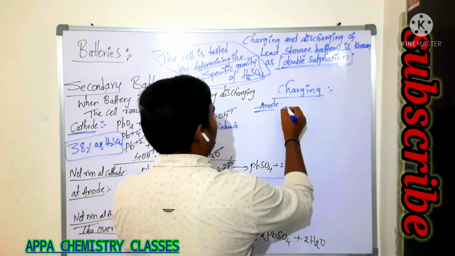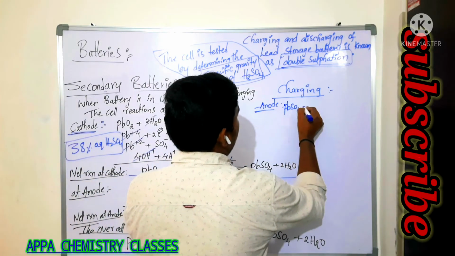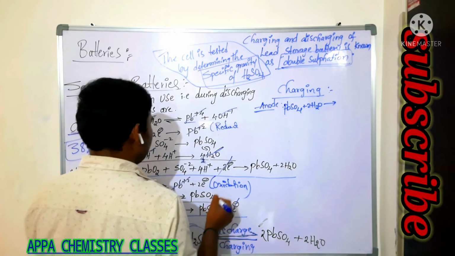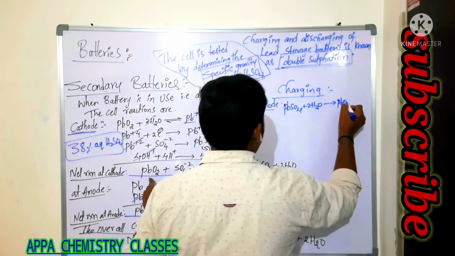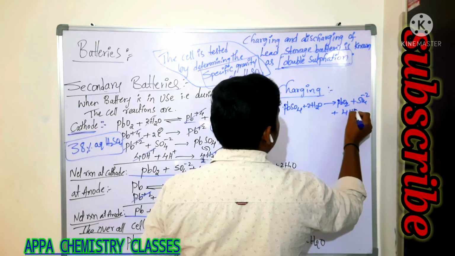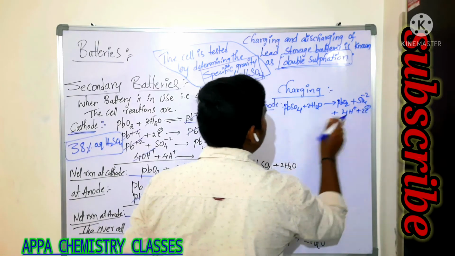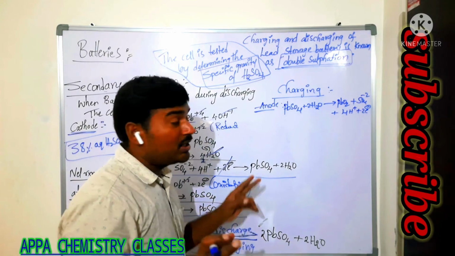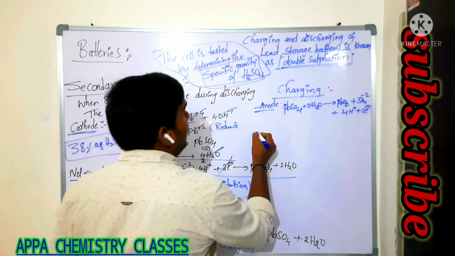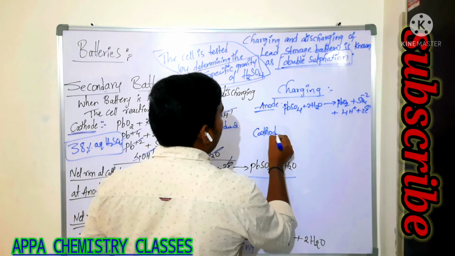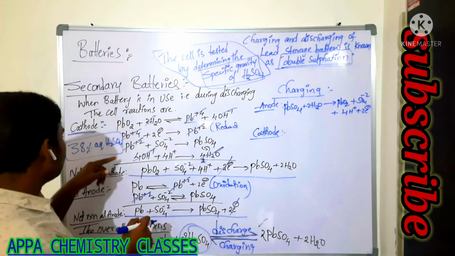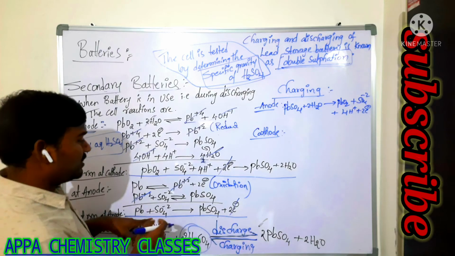So at the anode, the net reaction is reversed: PbSO4 plus 2 H2O gives rise to PbO2, plumbic oxide, plus sulfate ion, plus 4 H+, plus 2 electrons. That is oxidation taking place at the anode. Is that clear? The cathode reaction will be at the anode during the charging process, and the anode reaction will take place at the cathode during the charging process.